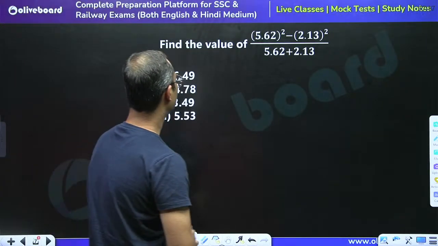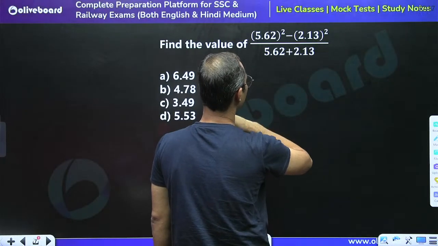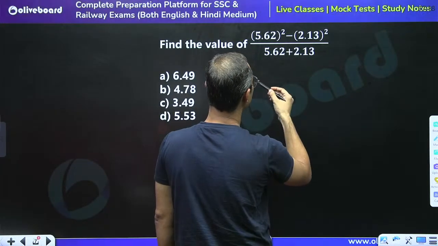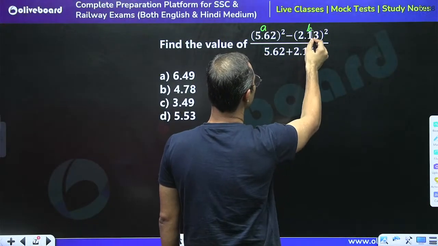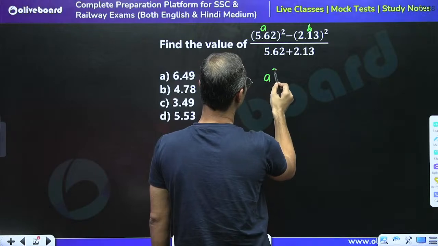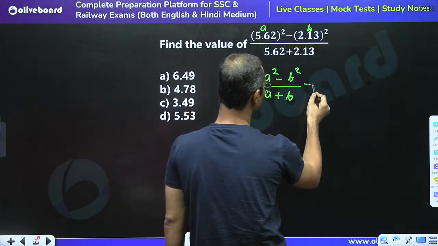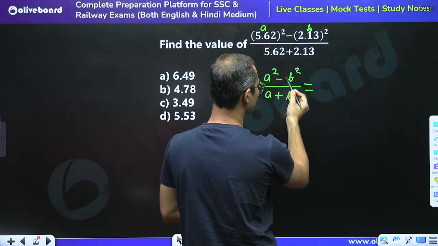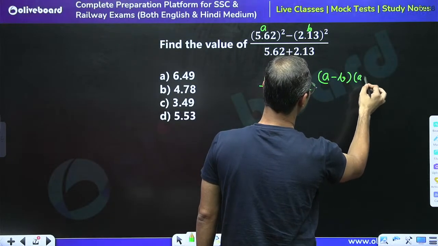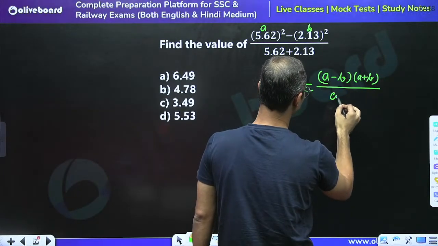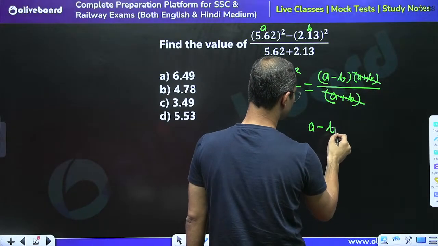Find the value of 5.62 square minus 2.13 square divided by 5.62 plus 2.13. See, if I take a is equal to 5.62 and b is equal to 2.13, then a square minus b square, the basic formula of algebra, is equal to a minus b into a plus b, divided by a plus b. So a plus b is cancelled, and a minus b is the answer.